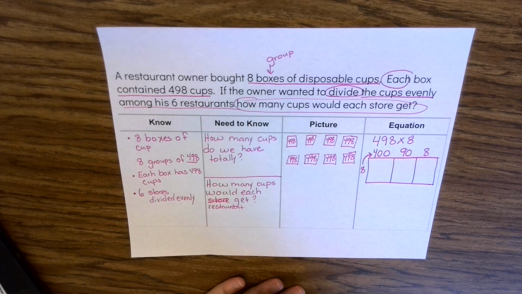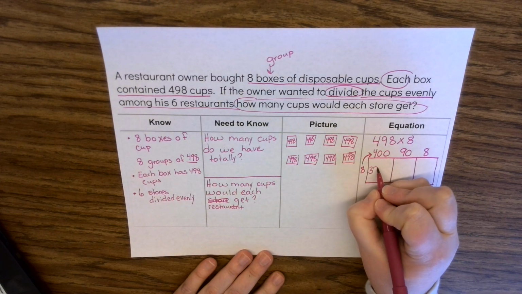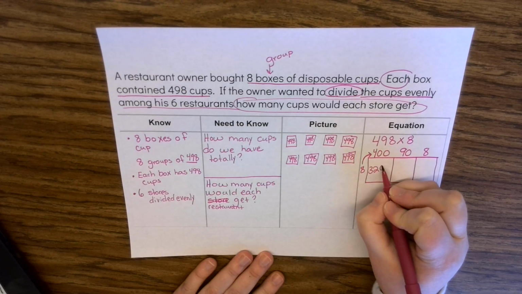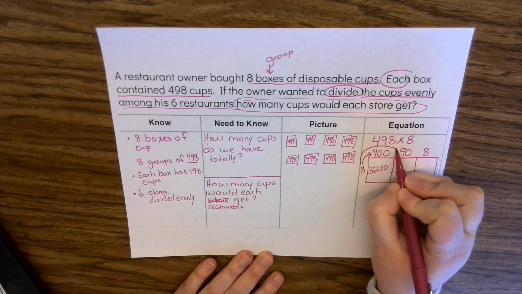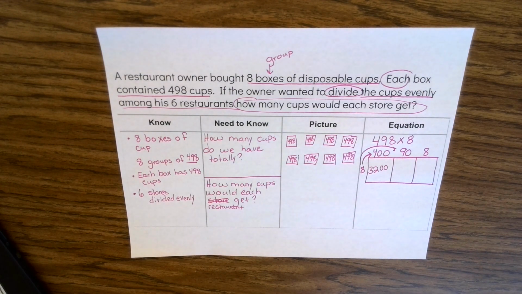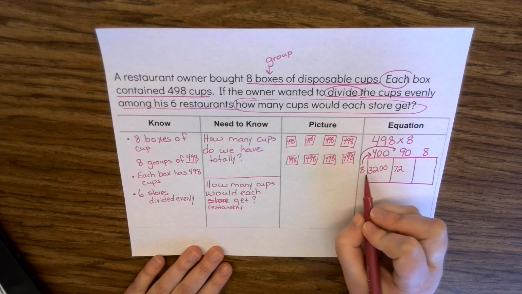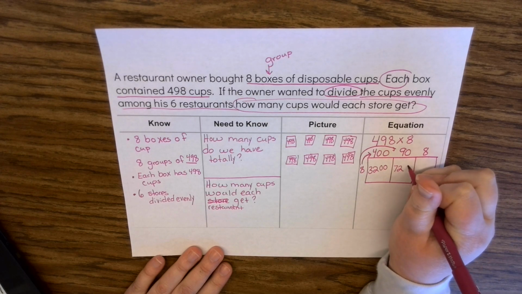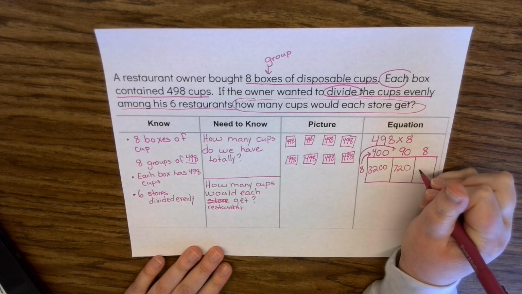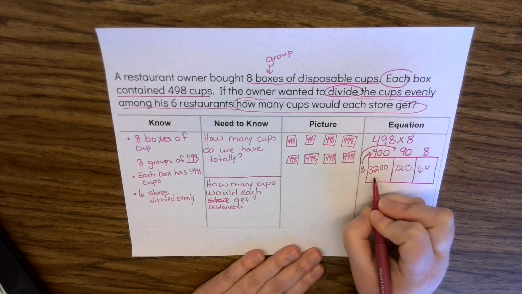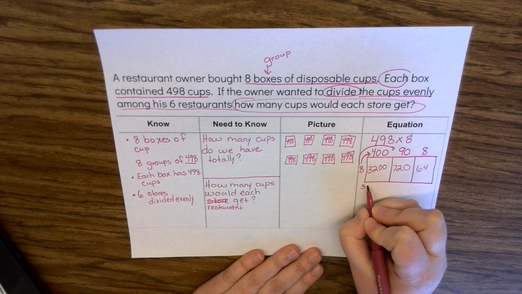8 times 400, absolutely no idea what that is, but I do know that 8 times 4 is 32. The 8 can't give any zeros, but the 400 can. It can give 2. Now, 8 times 9, or sorry, 8 times 90. I don't know, but I do know 8 times 9 is 72. The 8 can't give a 0, but the 90 can give 1. And I know 8 times 8 is 64. Now I'm just going to add those three numbers up.